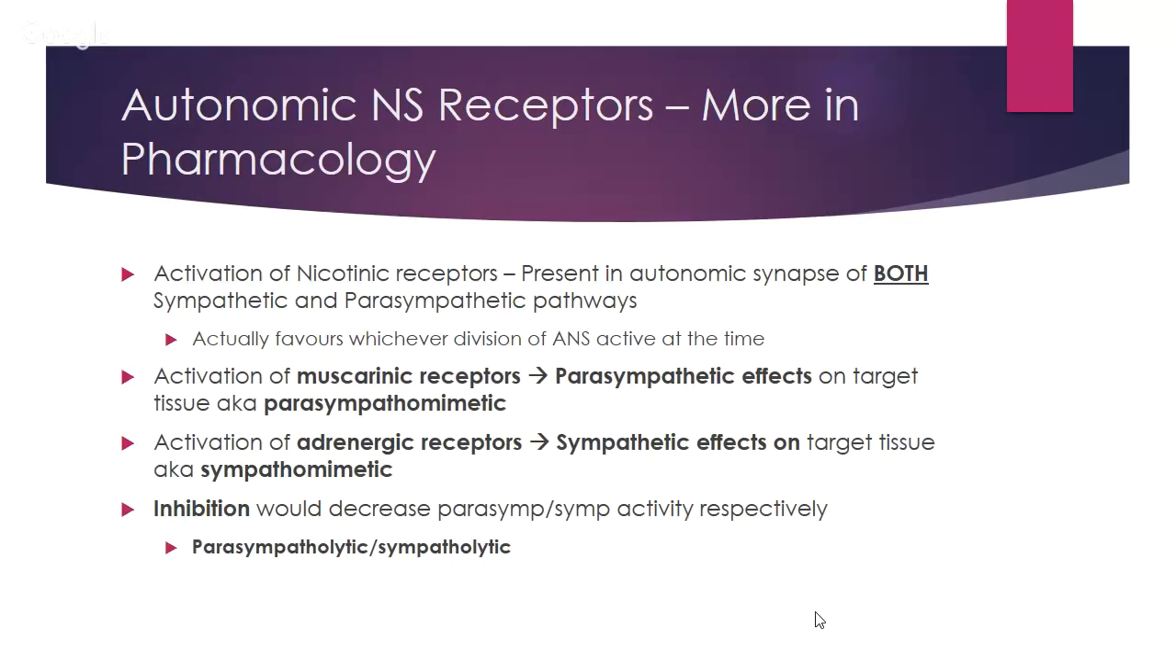And the reason this all becomes important is because it means that we can have selectivity when we target them with drugs. So if you have drugs that are agonists for muscarinic receptors, you're going to have activation of your parasympathetic nervous system. If you have drugs that target adrenergic receptors, you're going to have sympathetic effects or sympathomimetic effects. And if you have antagonists for this, you have parasympatholytic and sympatholytic effects respectively as well. Does that kind of make sense, that step there? Yeah, cool.